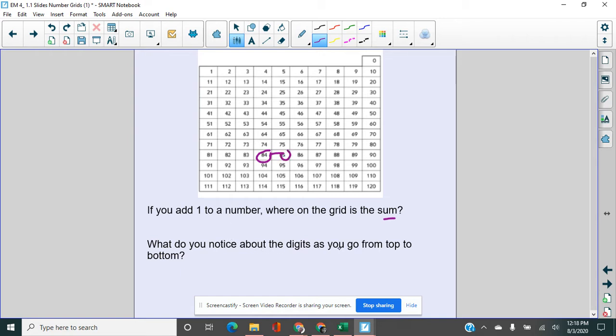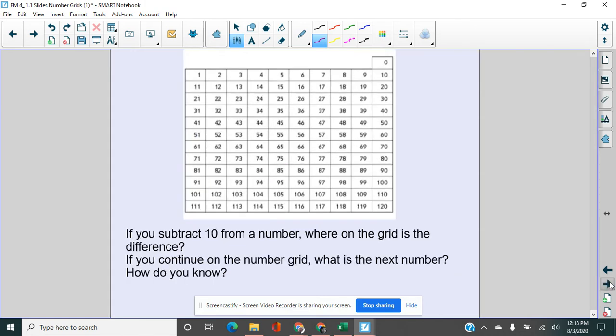What do you notice about the digits as you go from top to bottom? We mentioned that, right? Each time you go down one row, you're adding 10. And the reverse is true also. If I start going up the rows, then I'm going to be subtracting 10 or being 10 less. Okay? Which is what we just talked about. If we continued on the number grid, what's the next number? So think about what would go right here if that were a box. Take a moment, think about that.